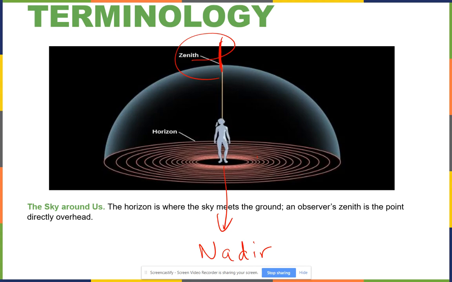Now here's another couple fun ones. We have the North Point. What do you suppose the North Point might be?